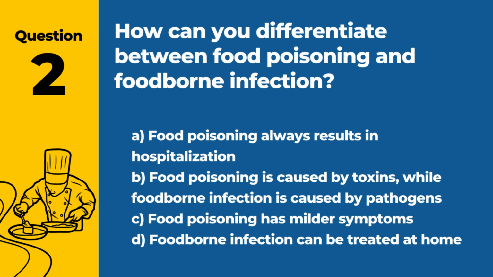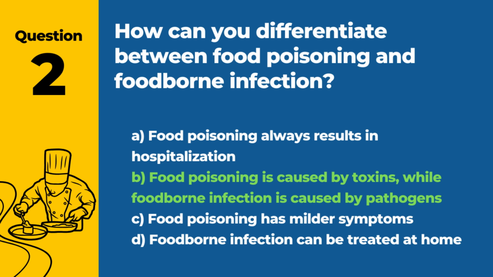Question 2. How can you differentiate between food poisoning and foodborne infection? A. Food poisoning always results in hospitalization. B. Food poisoning is caused by toxins, while foodborne infection is caused by pathogens. C. Food poisoning has milder symptoms. D. Foodborne infection can be treated at home.